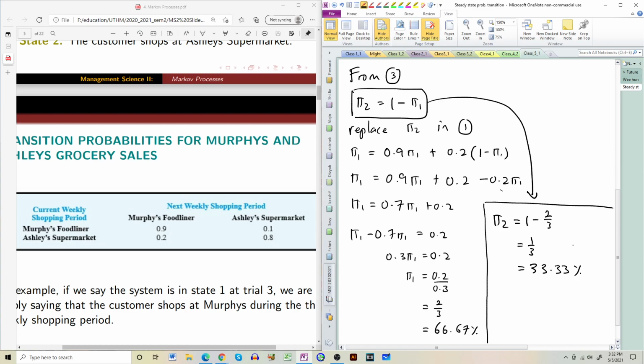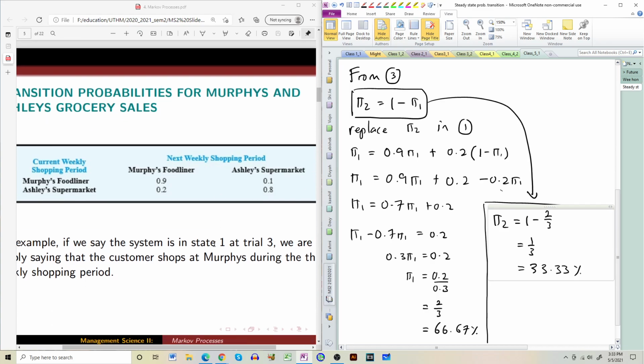33.33. So the probability that a person in the long time will end up at Murphy's is 2 over 3, and for Ashley is 1 over 3. In other words, the market share for Murphy's is 66.67 percent, and Ashley's is 33.33 percent. Which means Murphy's dominates the market in that small town. So more people will go for Murphy's compared to Ashley's.